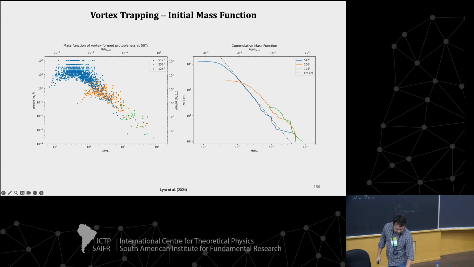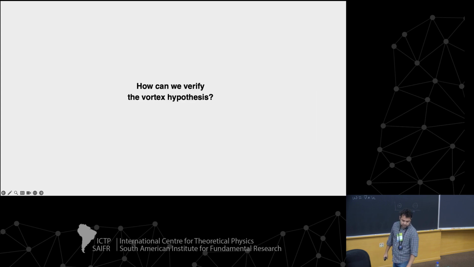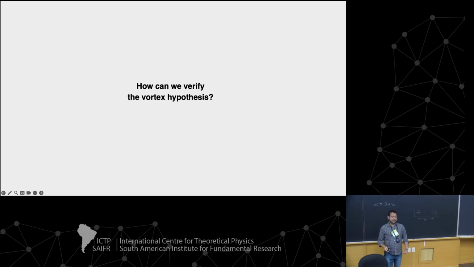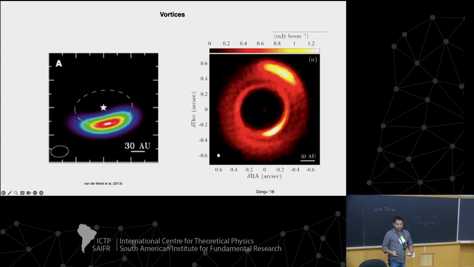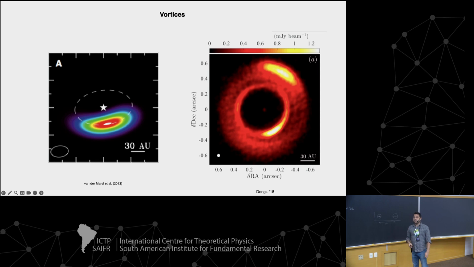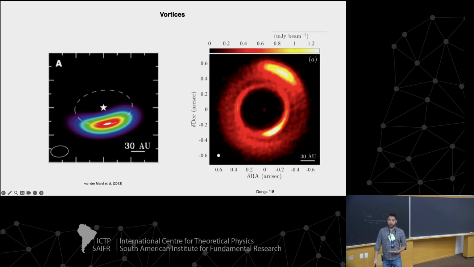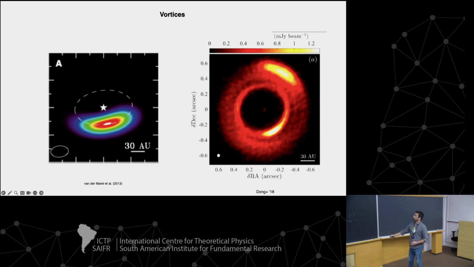Now, how can we verify this vortex trapping hypothesis? Of course, the proof is in the pudding. The ultimate arbiter of theory are the observations. So let's look if we see a hint of this process happening in actual observations of protoplanetary disks. These are 2 different disks. This is the disk around the star Ophiuchus IRS 48. This is an observation with ALMA in millimeter grains. And this is the disk around the star MWC 758, also an ALMA observation.